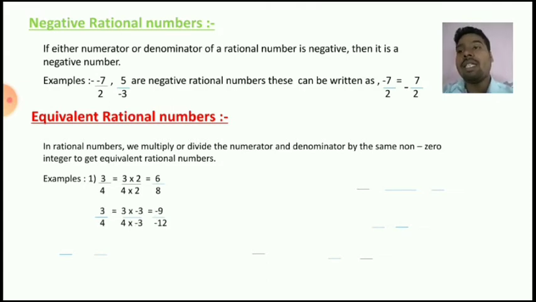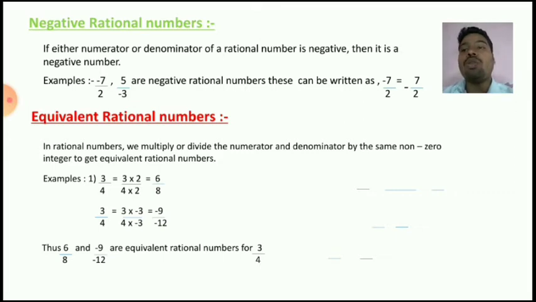Then I again multiply this 3 divided by 4 by minus 3. So 3 into minus 3 and 4 into minus 3. 3 into minus 3 is equal to minus 9 and 4 into minus 3 is equal to minus 12. So the second equivalent number is minus 9 divided by minus 12. Thus 6 divided by 8 and minus 9 divided by minus 12 are equivalent rational numbers for 3 divided by 4.